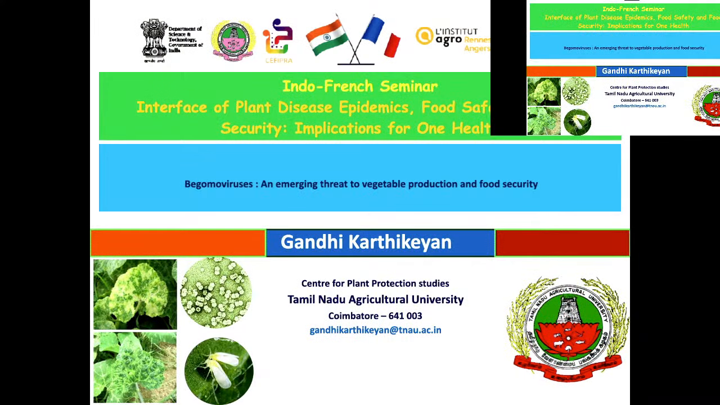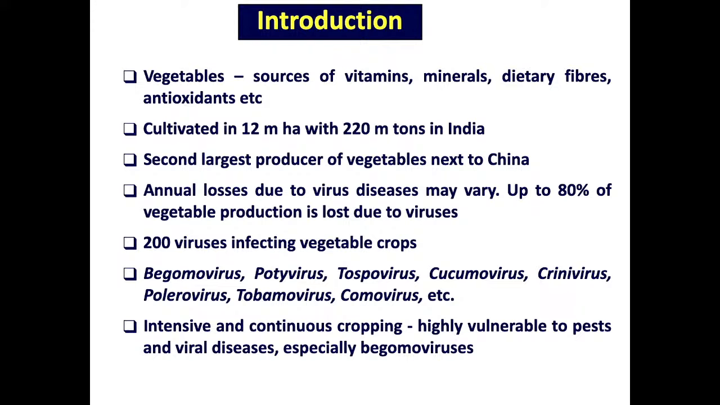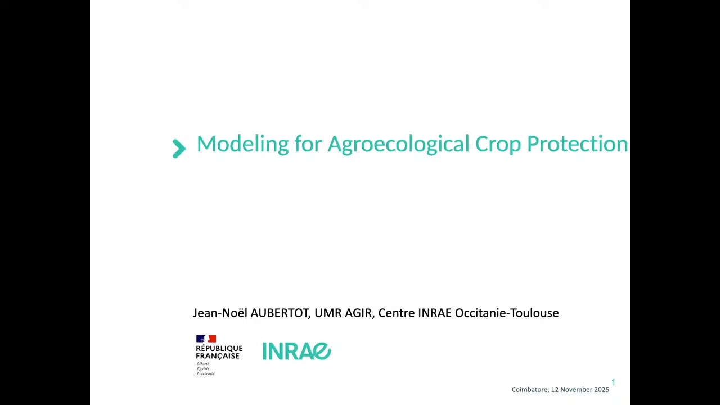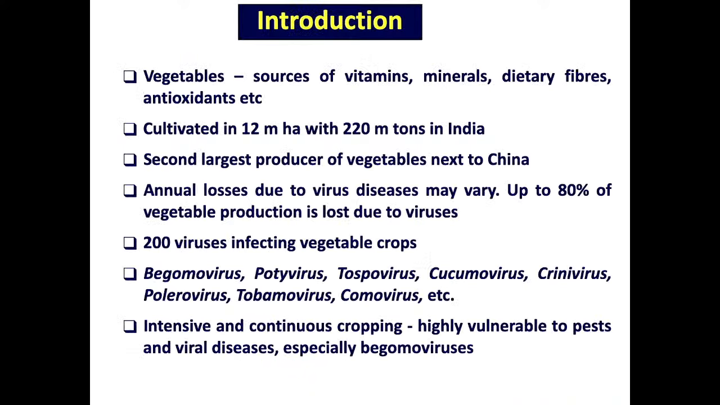Here, first, I'd like to give an introduction about vegetable crops. As you are aware, vegetables are a major source of vitamins, minerals, dietary fibers, antioxidants, etc. In India, vegetables all put together are cultivated in an area of around 12 million hectares with a production of around 220 million tons. India is the second largest producer of vegetables next to China, and there are annual losses due to these viral infections.